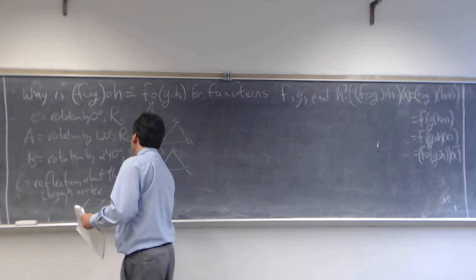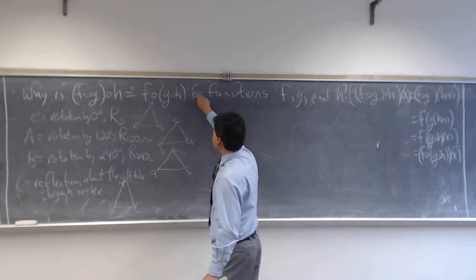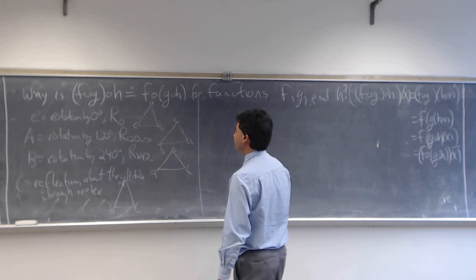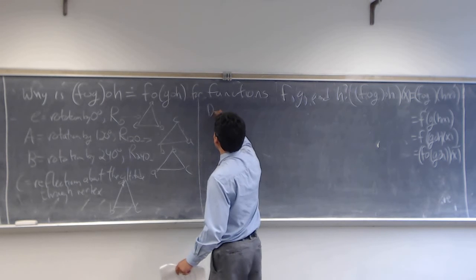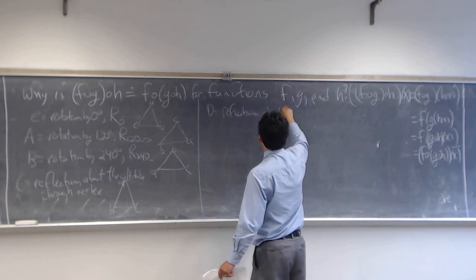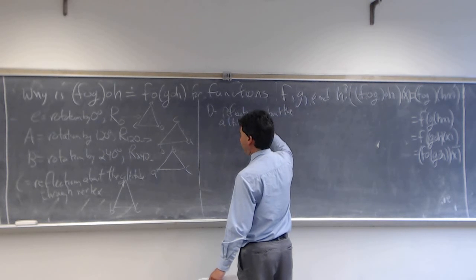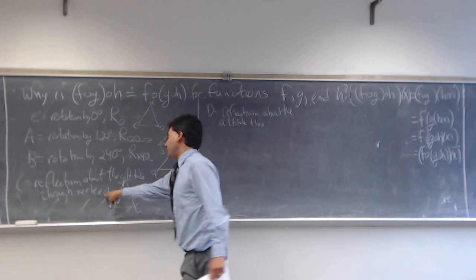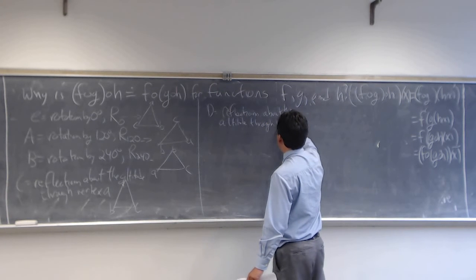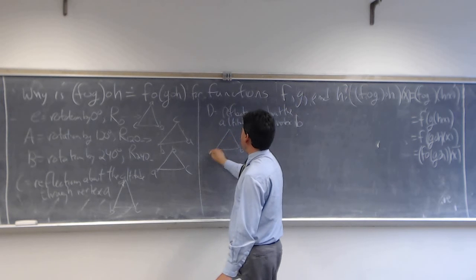That would keep A the same, and that would flip B and C. And we call that capital C. And then we have what I call D. That's a reflection about the altitude through vertex B. So that would keep this one fixed, and that would switch A and C.